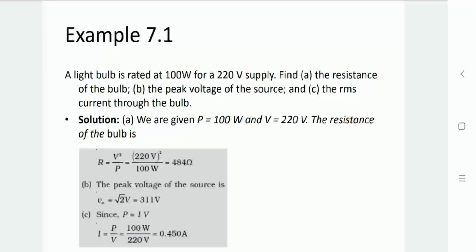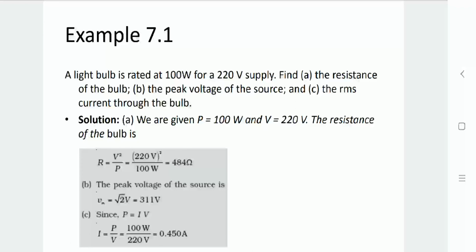So let us use the same equation over here. P equals V square by R, and make R the subject of the formula. So it would be V square by P. Place the values of voltage and power and determine the resistance value. It would be 484 ohm.